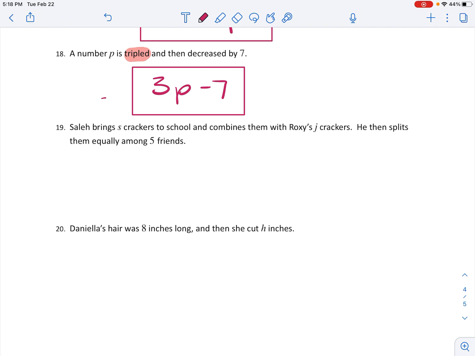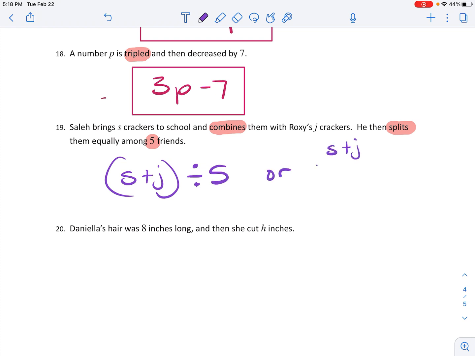Number 19, Sayla brings S crackers to school and combines them with Roxy's J crackers. He then splits them equally among 5 friends. Combines is telling us to add, and then splits is telling us to divide by 5. So our answer here would be S plus J in parentheses, because we need to solve that first before we divide by 5. Another way we can write this is S plus J over 5.